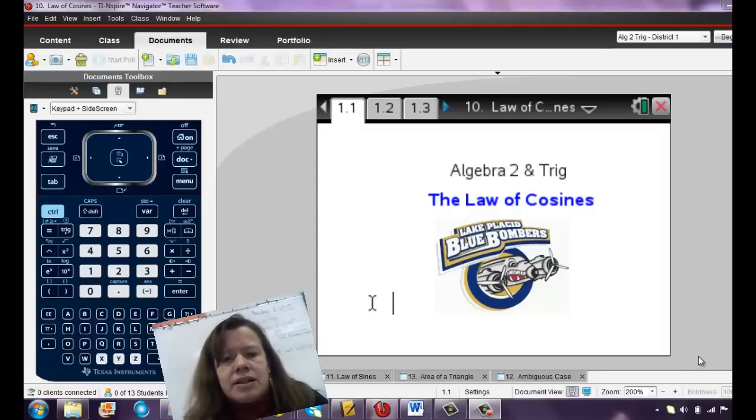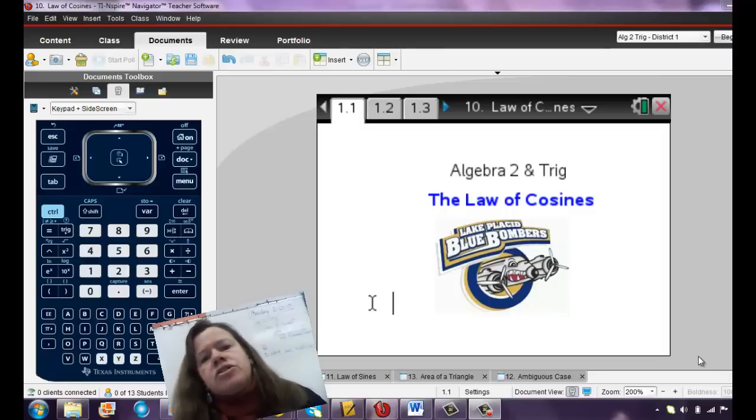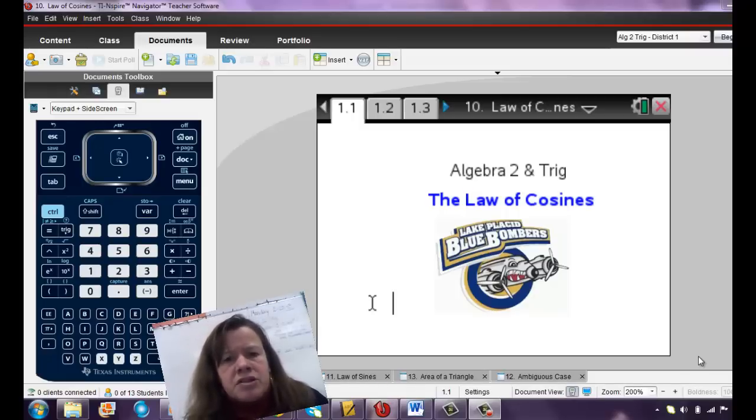Good morning. Today we are going to talk about the law of cosines. This is actually the last stretch of our trig applications unit. We'll talk about three very important laws that are on your Regents reference sheet, how to use them, and how to apply them to different real-world situations. So you need to have your Inspire document open from Unit 8, number 10, titled The Law of Cosines.